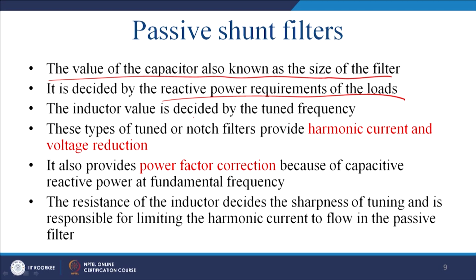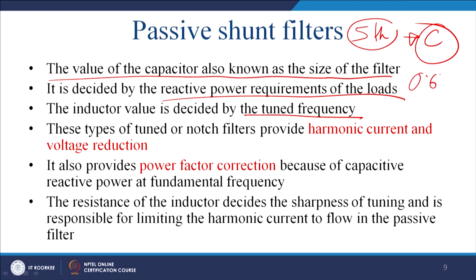The inductor value is decided by the tuned frequency, and you require to tune the fifth harmonic. You already know the value of C. This comes from your reactive power demand, because you know that it is, say, 0.6 kVAR. So from there the value of C is fixed, and if you wish to eliminate the fifth harmonic, then the value of the inductor has to be calculated from that.